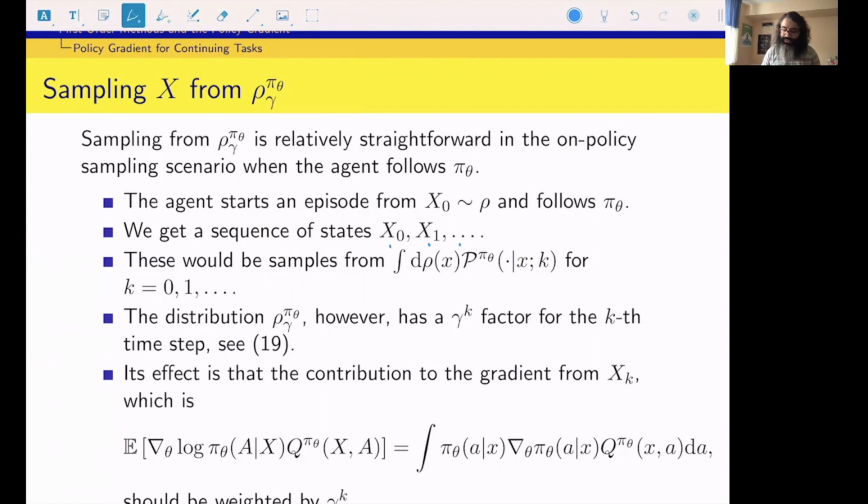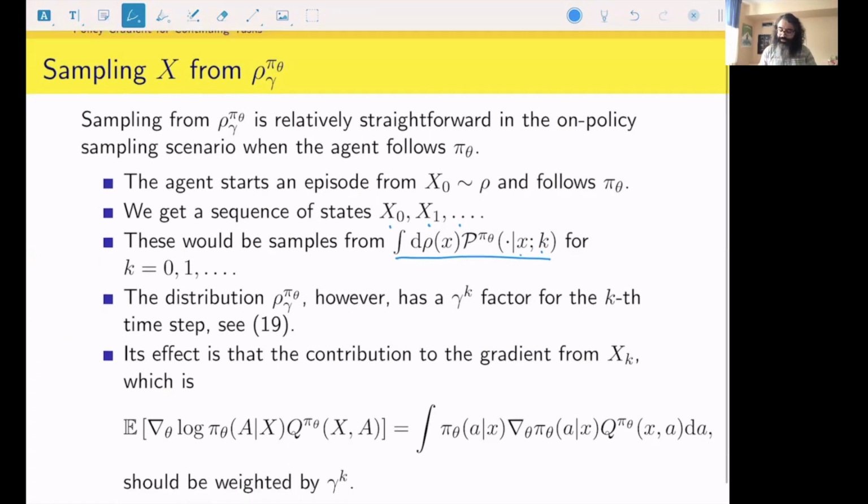So each of these are coming from, basically, following policy pi theta for k steps. So their distribution is d of rho of x times p of pi theta conditioned on x and k. So this is their distribution: following policy pi starting from x, distributed according to the initial distribution rho, following policy pi for k steps.